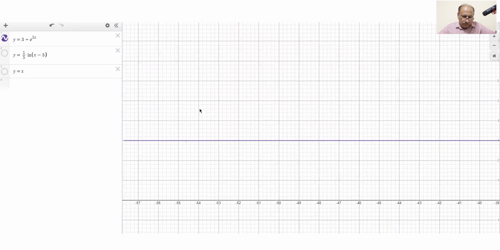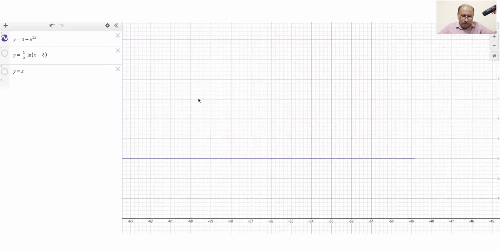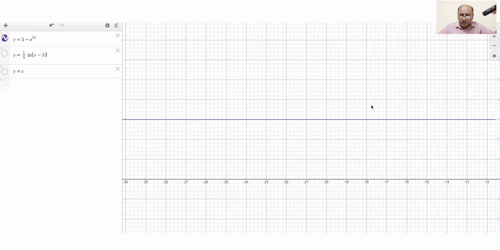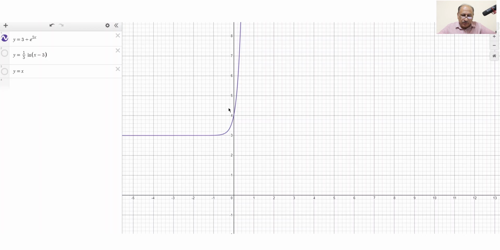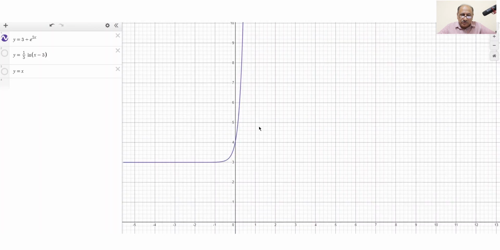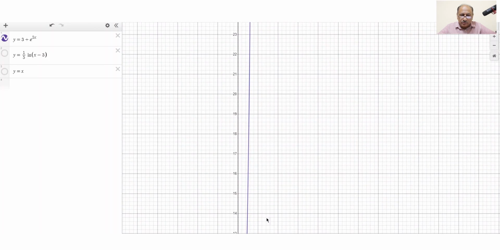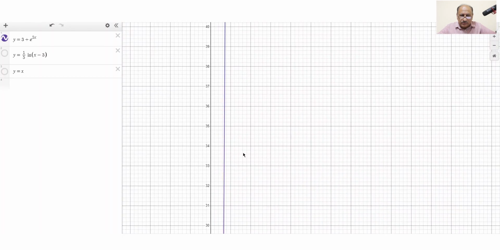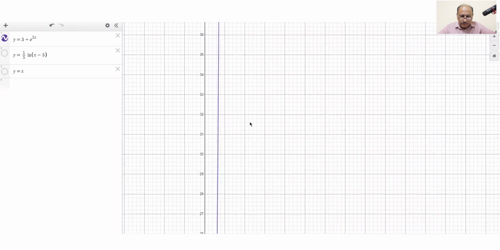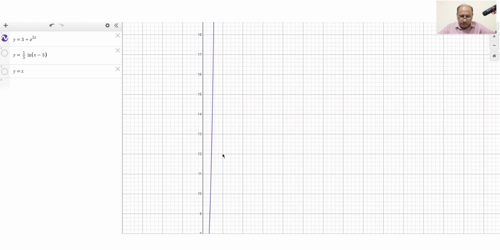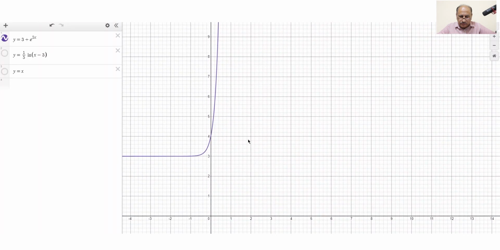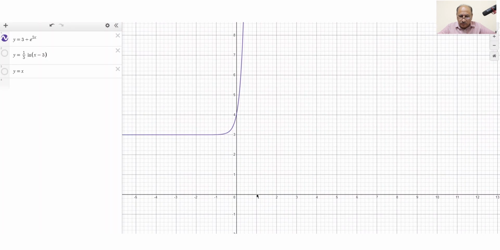If we go to the left side, it's not going less than 3, so it will not be less than 3 in value. And from this side it's sharply going up, but it is also not crossing this line. We can check this line, which is basically 1, so it's not crossing this line. So the y-intercept is 4.